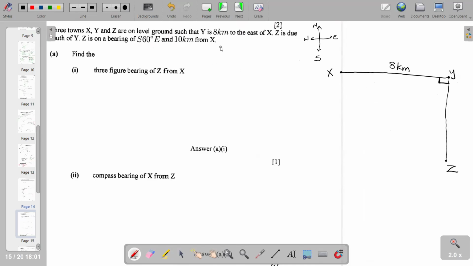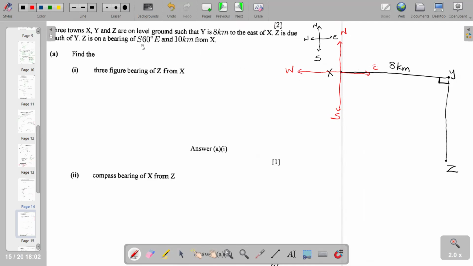Then we are told that Z is on a bearing of 60 degrees east of south, and 10 kilometers from X. So at X here, let's put our compass at X. We have our north, this side our east, this side is our south, this side here is our west, this is our east.